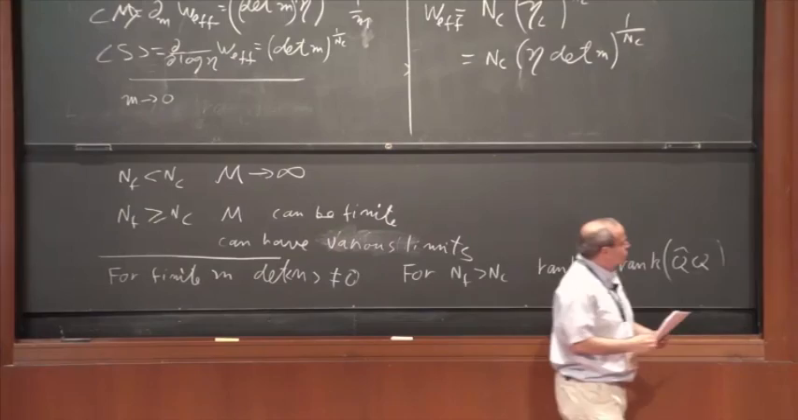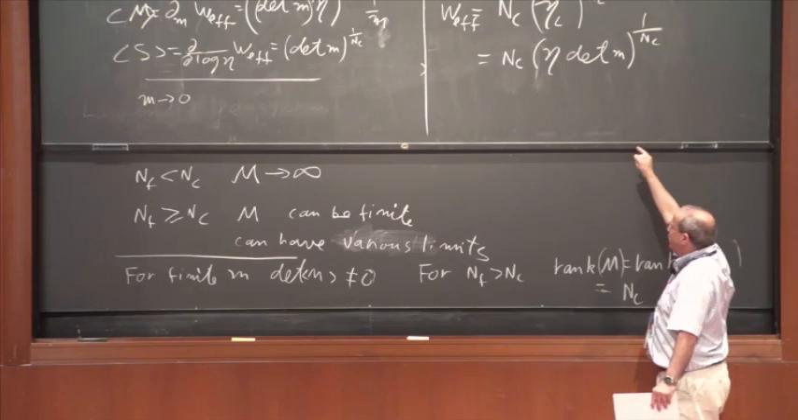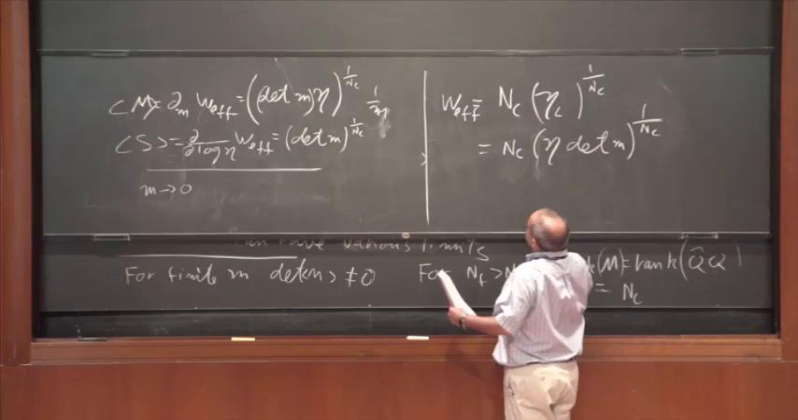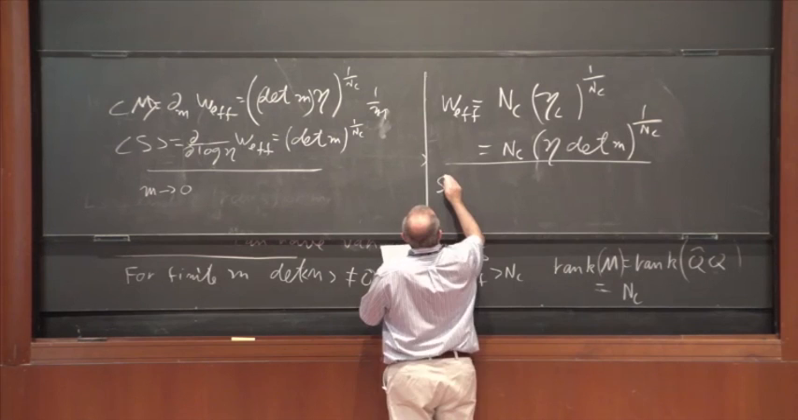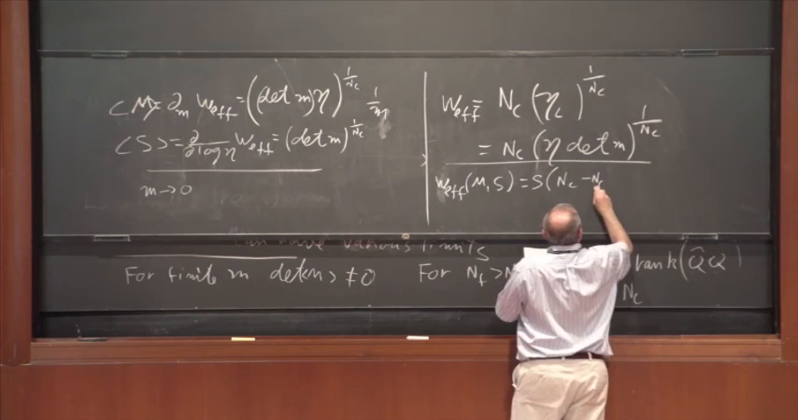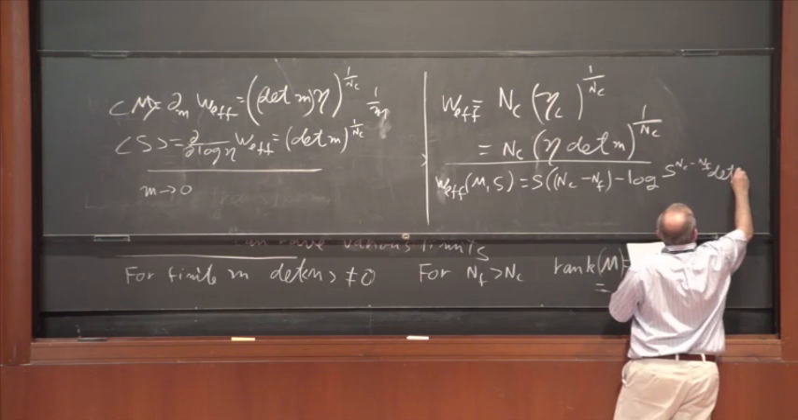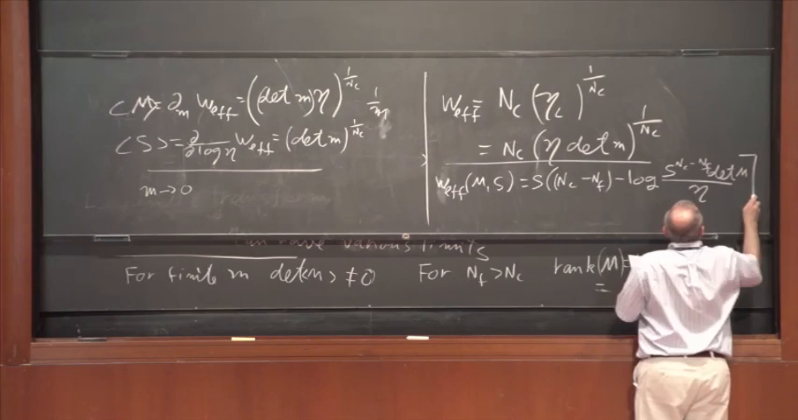So the last thing I want to do is repeat this exercise and compute the Legendre transform based on these formulas. So first we derive the formula in terms of the sources. We found W effective of eta and m. And we can compute now W effective of the fields, S and M. And the formula we find is W effective of M and S is S (NC minus NF) minus log of S to the NC minus NF, that m over eta. And I already wrote it here in a nice way so that we will not be confused by the branches.